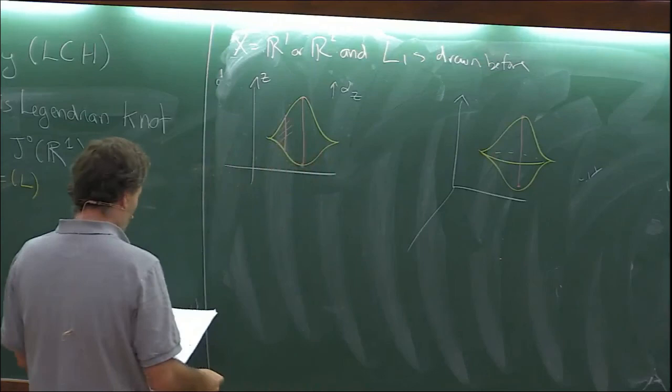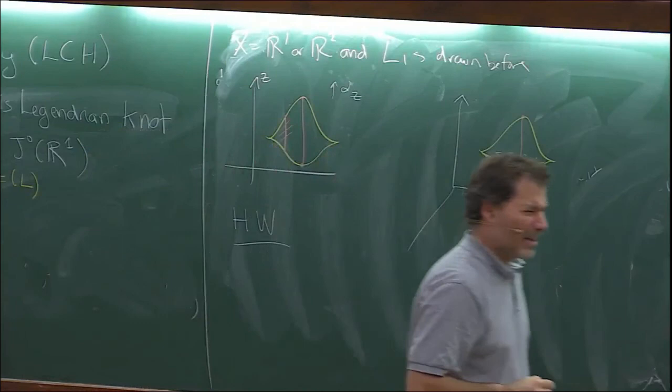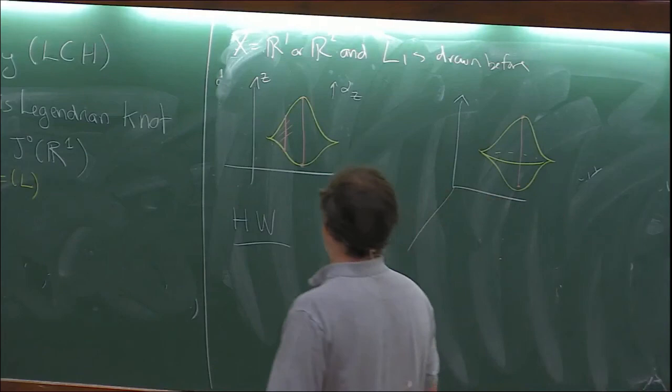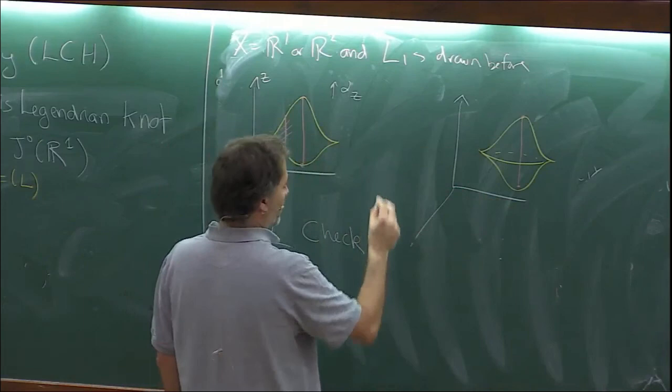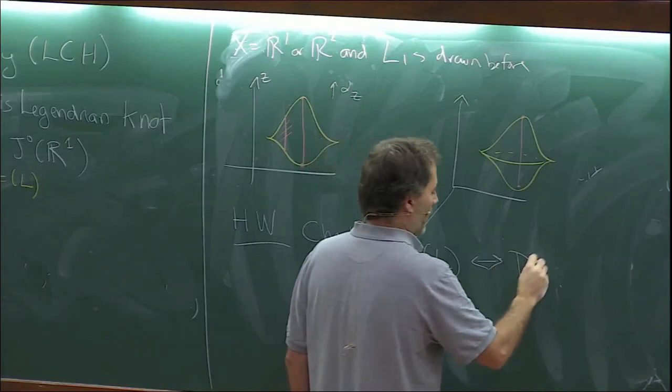So you can check, let's just make this homework. That actually might be out of time. Oh no, 1 minute and 37 seconds. Okay. So check that, again in this setup, the Reeb chords of L are in one-to-one correspondence with the double points of the complex projection of L.